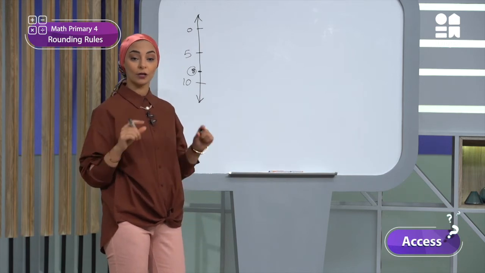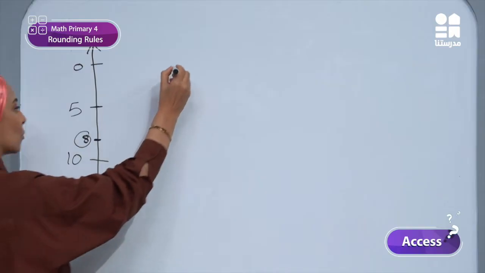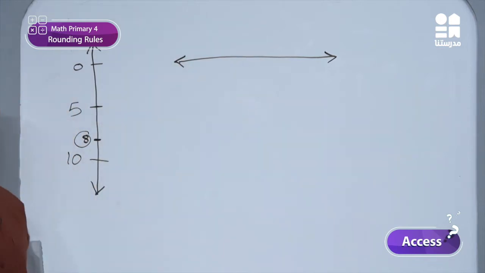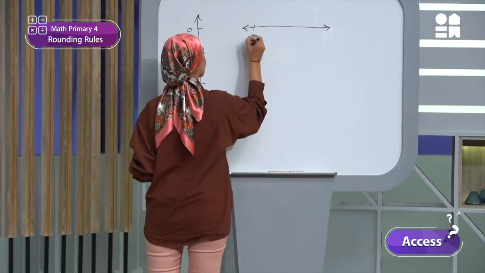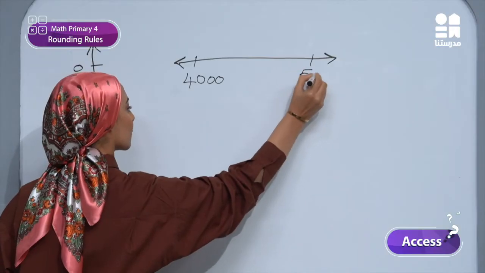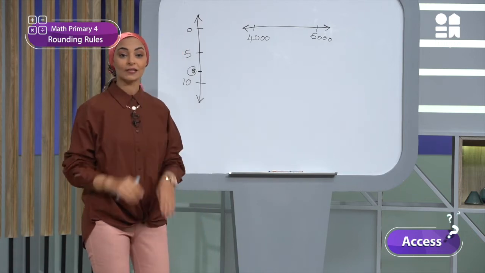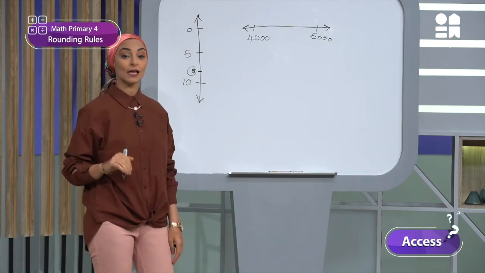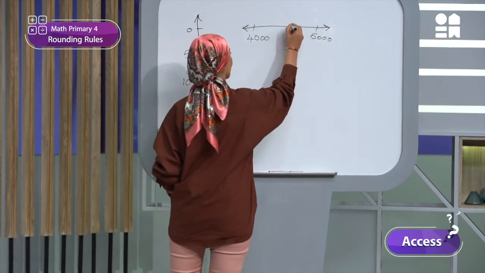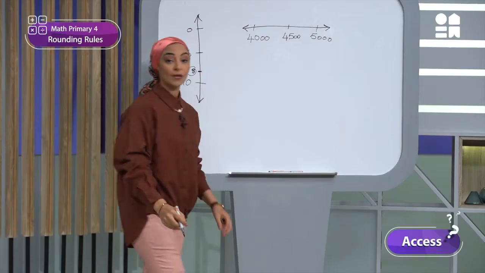I have a number line starting from 4,000 to 5,000. Let's draw it. This time I will draw the line like this. Okay? I will start with 4,000, ending with 5,000. Yes, as we did. Who can tell me the midpoint is? Of course, between 4,000 and 5,000 is 4,500. Right? This is the midpoint.